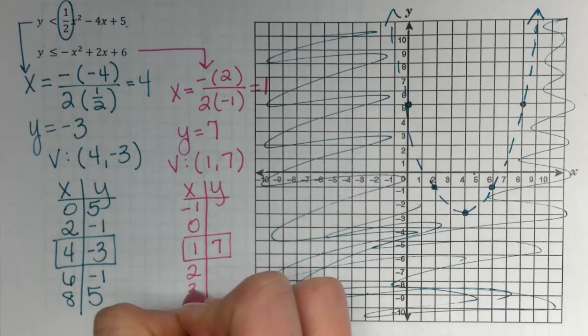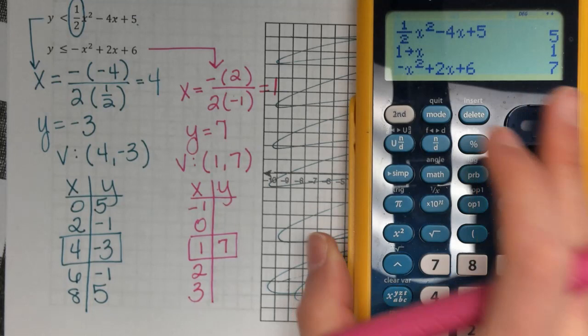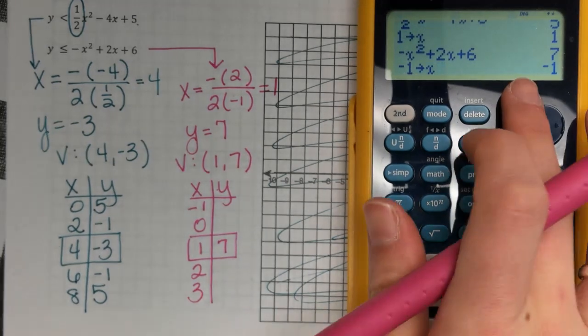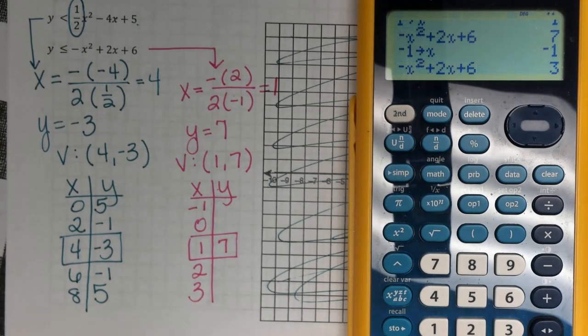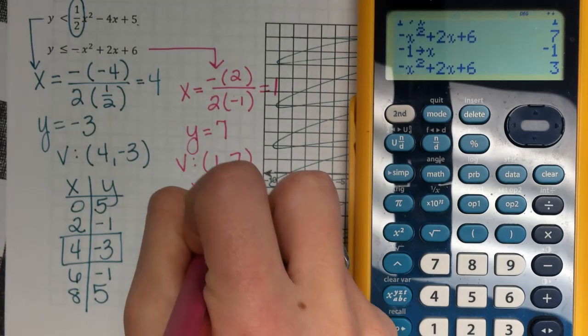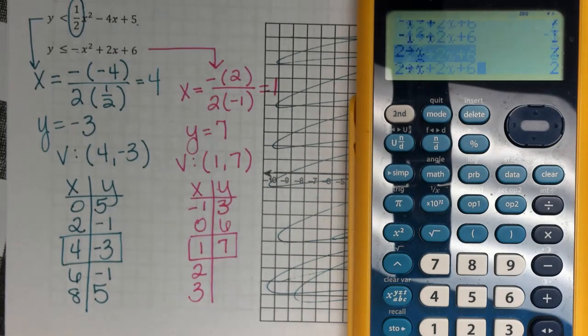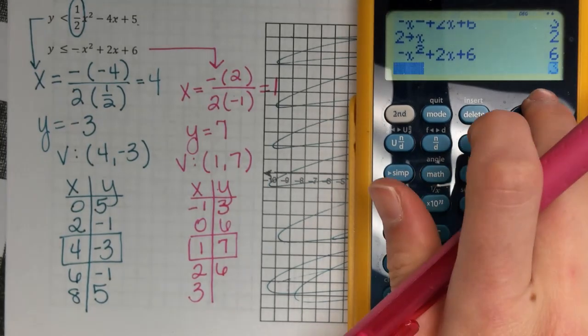This time I don't have to skip count because I don't have a fraction for my a value. So negative 1 stored for x gives me 3. If I plug in a 0, that leaves me with 6. I'm going to make sure 2 for x will give me 6, and 3 for x should give me 3.